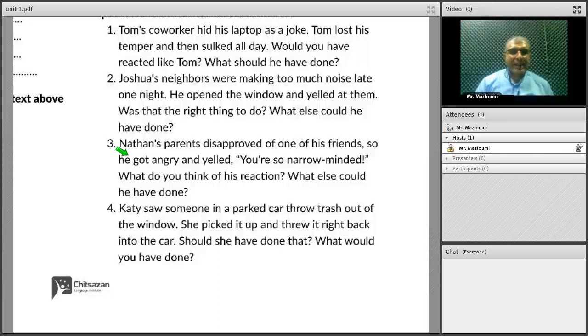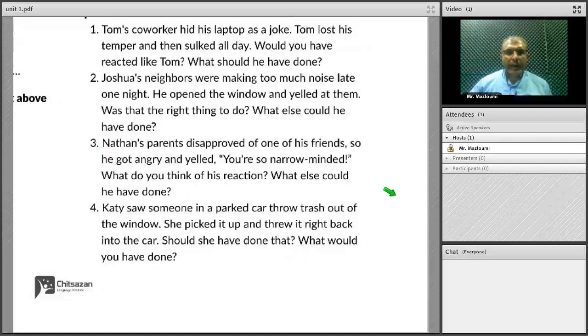So, Nathan shouldn't have lost his temper. He shouldn't have yelled. He should have been nicer. He could have talked with his parents. He could have asked them for the reason. He could have done something else. Or he could have listened to his parents. After all, they are his parents.